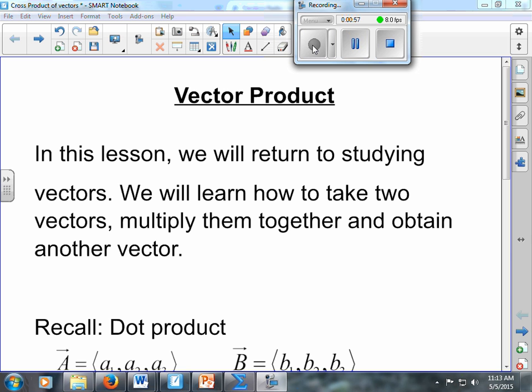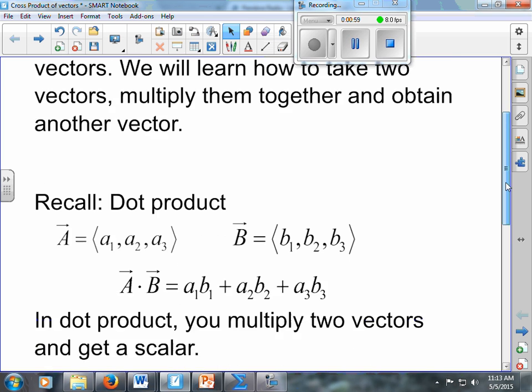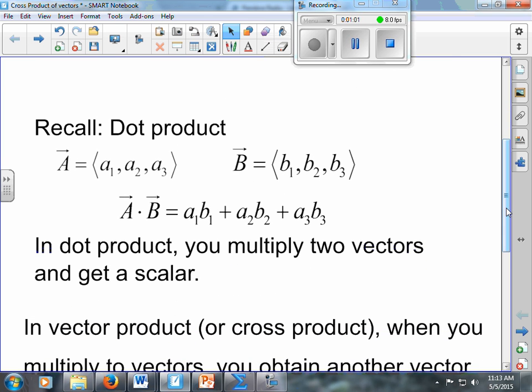Okay, just to refresh your memories, right here I have the dot product. I have two vectors, vector A and vector B, and I've given them generic components, three components each. Remember, vectors can have any number of components, but these are two three-dimensional vectors. That's just because it's easier to do the dot product, or the cross product, with three components.